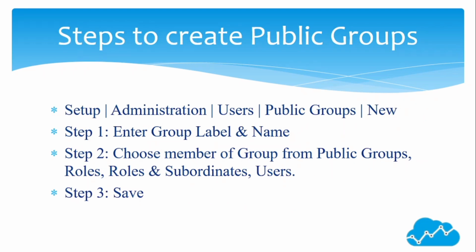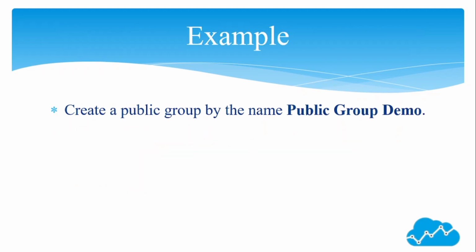Steps to create public groups: Setup, Administration, Users, Public Groups, New. Step 1, enter the group label and name. Step 2, choose members of the group from public groups, roles and subordinates, users. Step 3, save. Let's see an example. Create a public group by the name public group demo.